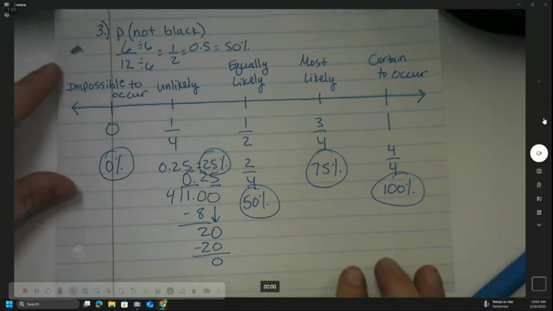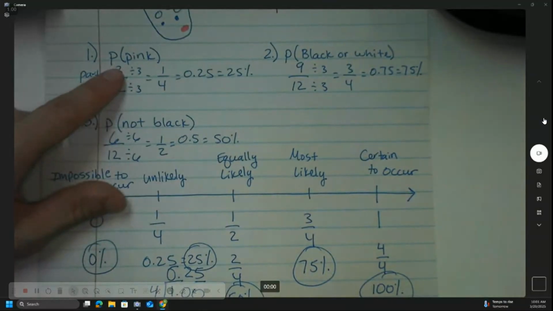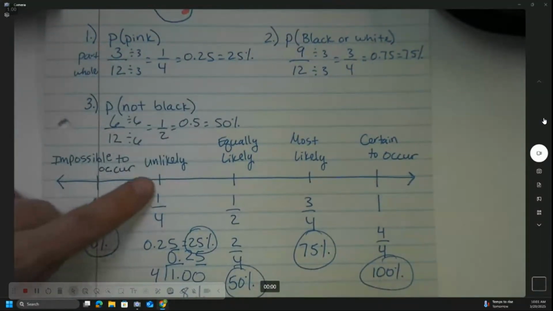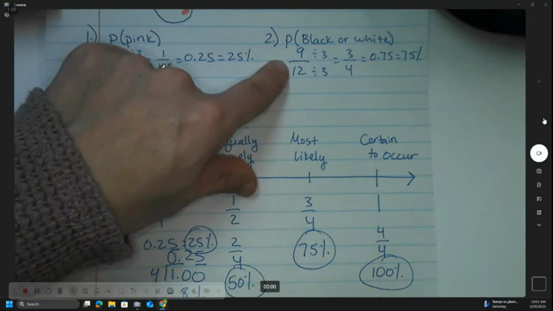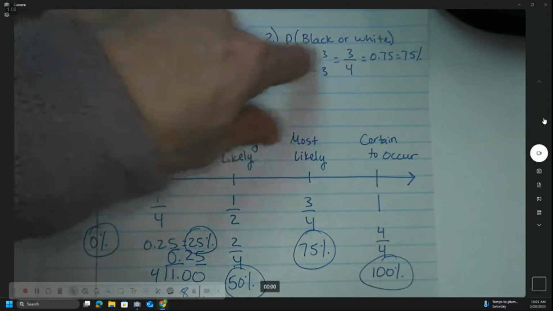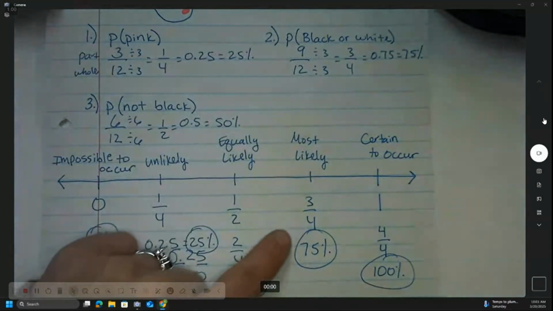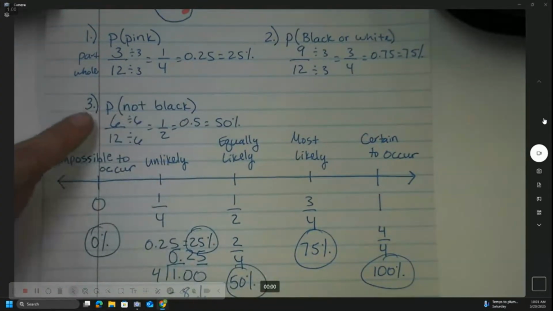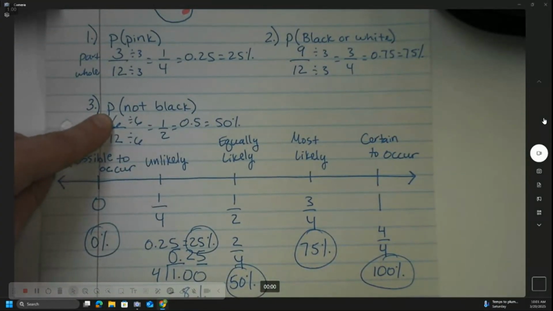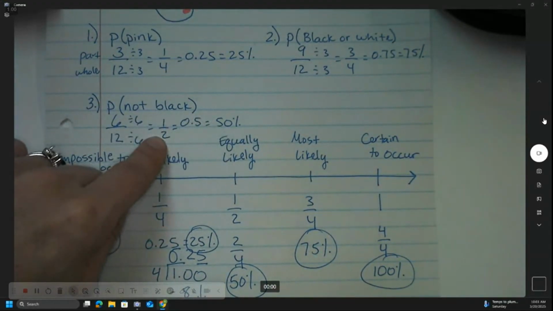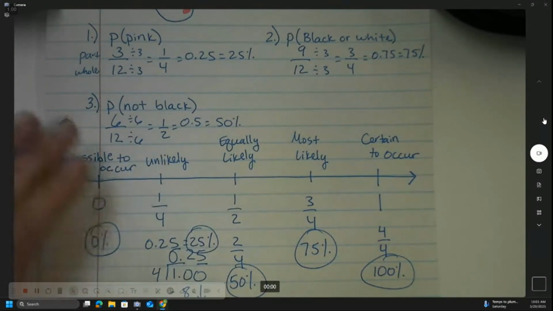So if we go back up to our questions here, what was the probability of pulling out pink? It was a 25% chance, which you would pair as unlikely to pull out a pink marble. Number 2, what is the chances of pulling out black or white? It was a 75% chance. So most likely that is what you're going to pull out of that marble bag. And number 3, what's the probability of not pulling a black marble? You had a 50% chance of pulling out any that's not black, which is equally likely.